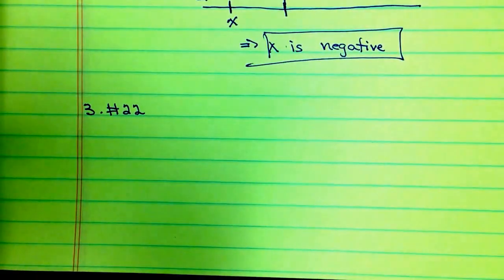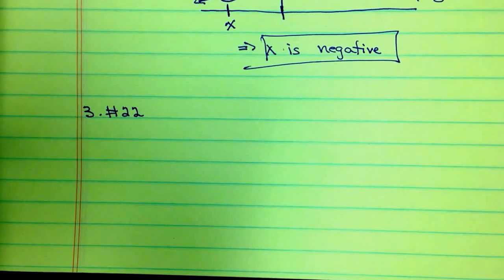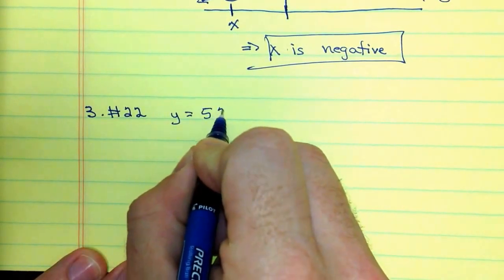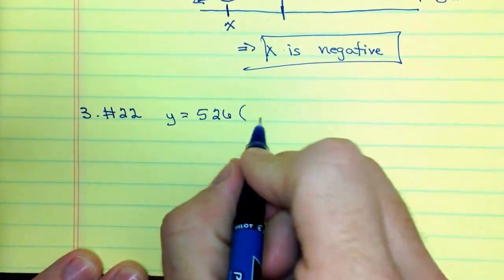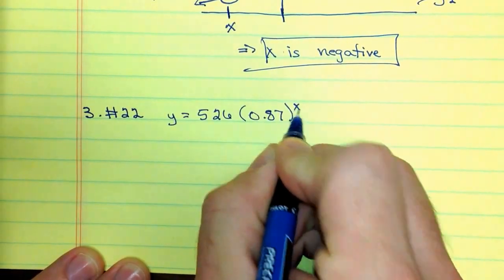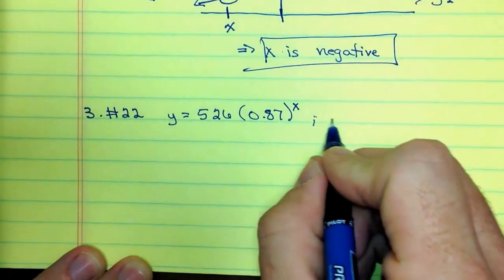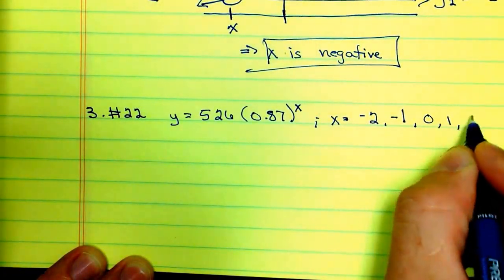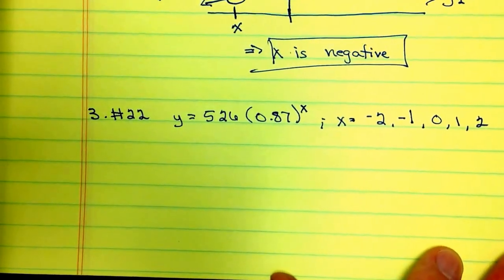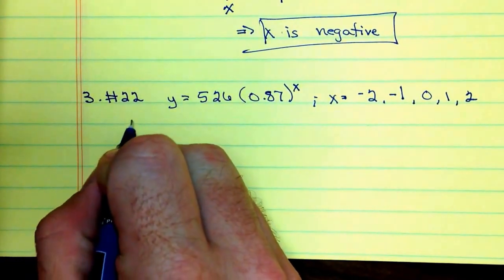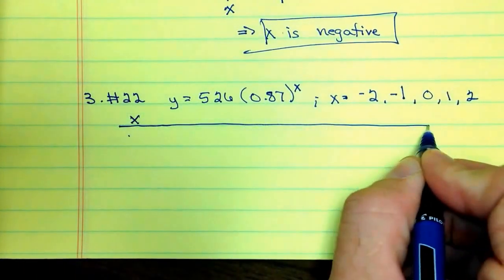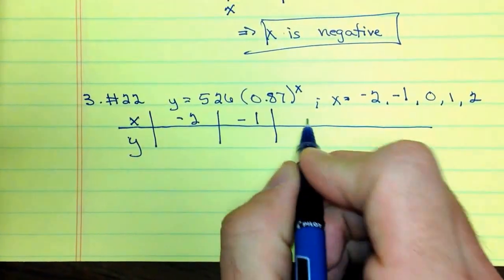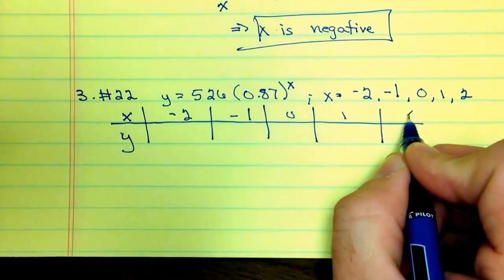Number 22, let's see. It says, construct a table of values for y equals 526 times 0.87 raised to the x, for x equals negative 2, negative 1, 0, 1, and 2. Alright, that's simple enough. So we'll make a nice big table here, x and y: negative 2, negative 1, 0, 1, 2.